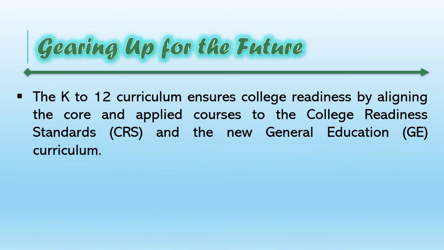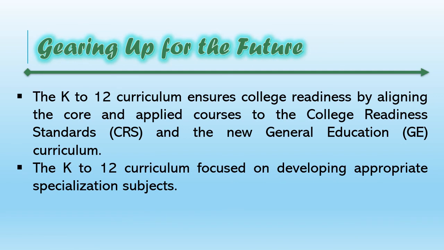Okay. Next would be gearing up for the future. The K-12 curriculum ensures college readiness by aligning the core and applied courses to the college readiness standards. That is really necessary. Basic education cannot be reconstructed while higher education does nothing. It cannot be, because what the basic education produces should be aligned to the needs of higher education or the tertiary level. So it aligns with the college readiness standards, the CRS, and the new general education curriculum. Hence, the K-12 curriculum focused on developing appropriate specialization subjects for the academic, sports, arts and design, and technical-vocational livelihood tracks.